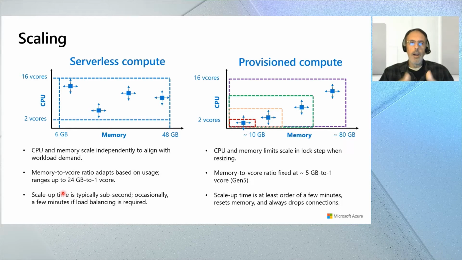Now, if you compare scaling with serverless to scaling with provisioned compute, it's a very different world. In provisioned compute, of course, the customer has the burden to specify up front what amount of compute is appropriate for the workload. So suppose I pick 2 cores, which on Gen 5 corresponds to 10 gigs. Now, one of the advantages of provisioned compute is that amount of those cores and that amount of memory are continuously available.